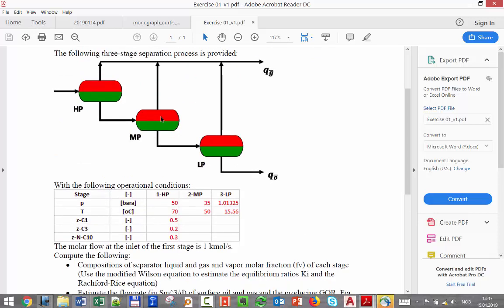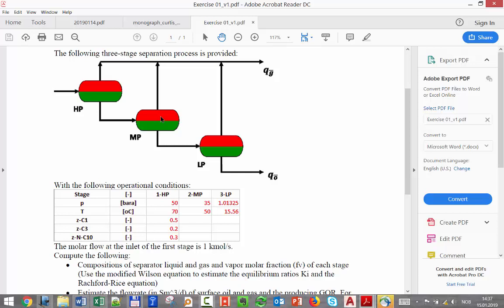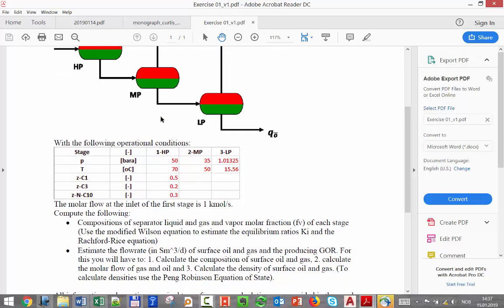You have 50 bar, 35 and 1, very low pressure. And then we have 70 Celsius, 50 and 15.6. You have the composition here at the inlet, and you know that the molar flow, someone measured, don't ask me, that's the chemical engineer, was 1 kilomole per second here. So you have to find out the composition of all of these separators, liquid and gas, this and this one, this and this one, using Rachford-Rice and this modified Wilson equation.